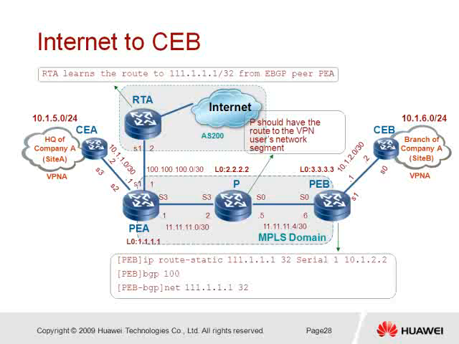On PEB, we use the command IP route static to configure a default route to the user of CEB, whose next hop is CEB on PEB. On PEB, the commands PEB BGP 100 and PEB BGP network 111.1.1.1.32 are used to configure BGP on PEB to distribute the route to the VPN user's network segment to PEA, in order to ensure that PEA has the route to the VPN user's network segment.